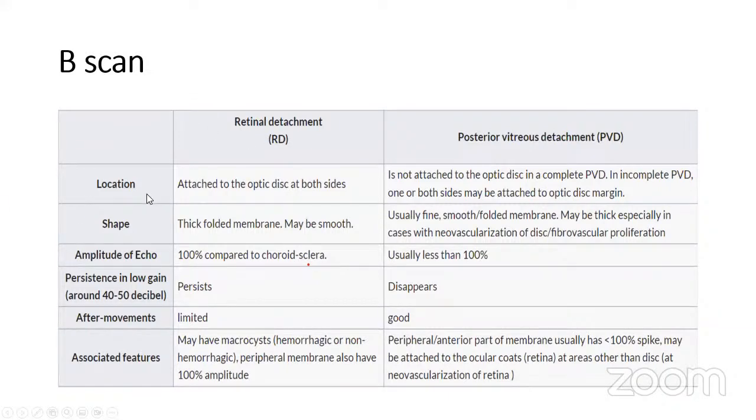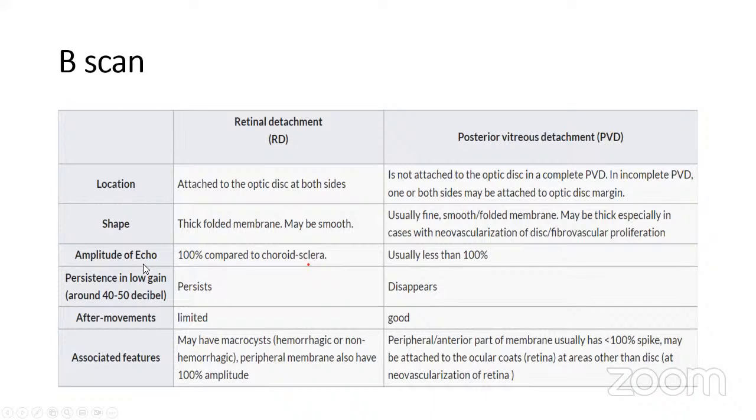So for retinal detachment, it is usually attached to the optic disc at both sides. For posterior vitreous detachment, it is usually not attached in the case of complete PVD. In the case of incomplete PVD, one side or both sides are still attached at the optic disc margin. Usually for retinal detachment, the membrane will be thick and folded, or it sometimes can be smooth. Meanwhile, for posterior vitreous detachment, it is very fine and very mobile, although sometimes it can be quite thick and a bit rigid in cases with neovascularization or some fibrovascular proliferation.